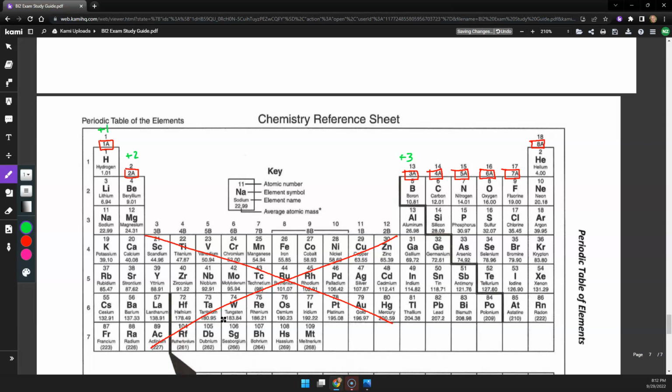4, we can go either way. So we can either gain or lose. We're going to ignore that for right now. Okay, group 7A only needs 1 electron to get to 8. So if we gain an electron, it'll be minus 1. 6A needs 2 electrons, and then 5A needs 3. Group 8A, remember, is the noble gases. They're already happy, so we're not going to gain or lose any electrons there.